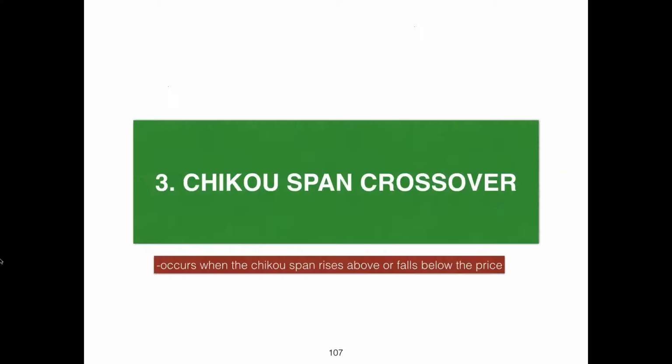Now let's talk about our next topic, the Chikou span crossover. This is the third of the 5 signals. This occurs when the Chikou span rises above or falls below the price.